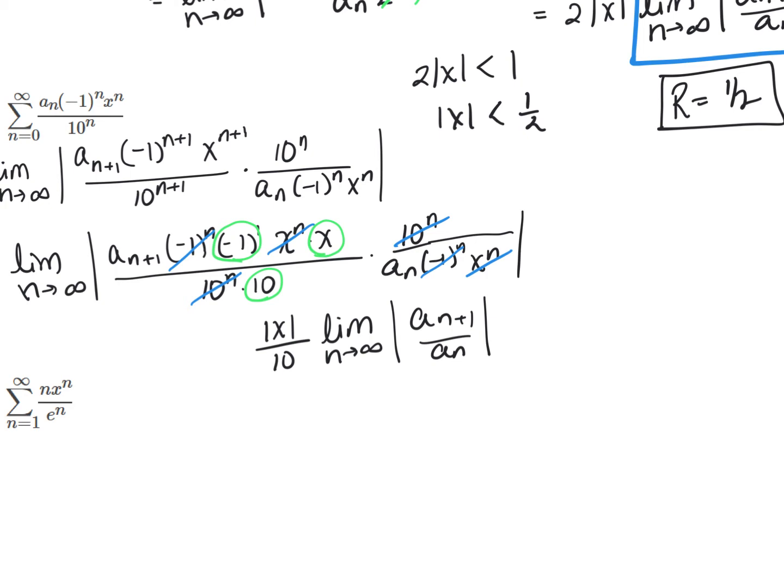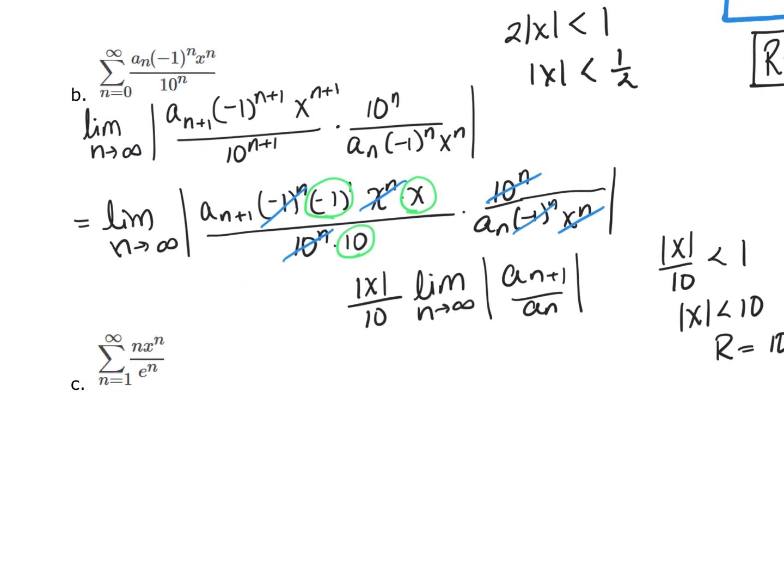We want this to converge, so the absolute value of x over 10 must be less than 1. So the absolute value of x must be less than 10. So I get a fairly large radius of convergence. So from my 0, my center, my radius is 10 in each direction. Let's do one more of these examples.